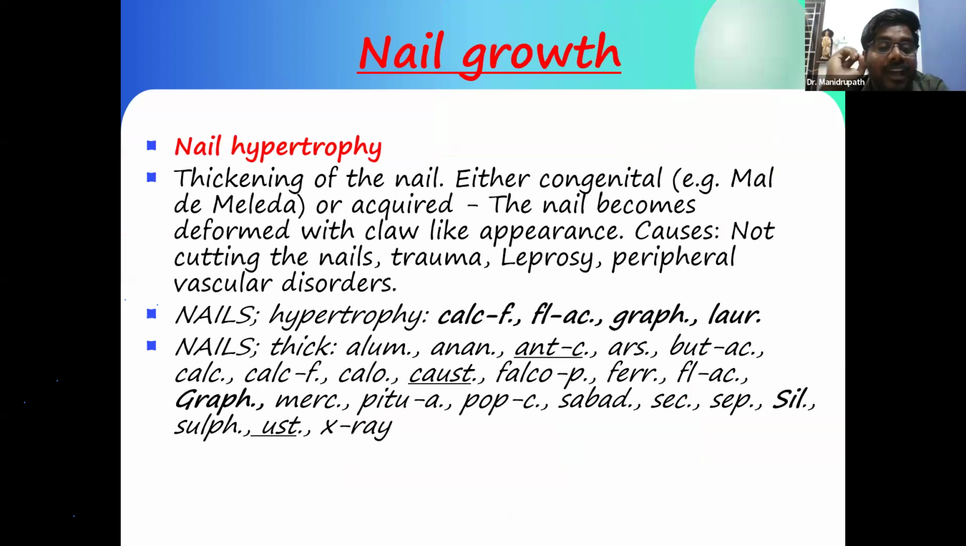Coming to nail growth patterns. If nail growth is hypertrophy, thickening of the nail either congenital or acquired, the nail becomes deformed with a claw-like appearance. Causes: not cutting the nails, trauma, leprosy, or peripheral vascular disorders. In cases of nail hypertrophy, the high-grade remedies are Calcarea fluorica, Fluoric acid, Graphites, and Lauro cerasus. Lauro cerasus: nail hypertrophy with heart complaints. Graphites: nail hypertrophy with a lot of trifles, a lot of anxiety, and skin pathology. Fluoric acid: caries of bones, long bone affections, syphilitic tendency, rheumatoid arthritis, with fluorine-like mind state, acid-like loss of vital fluids, a lot of weakness. With hypertrophy, think of these remedies.